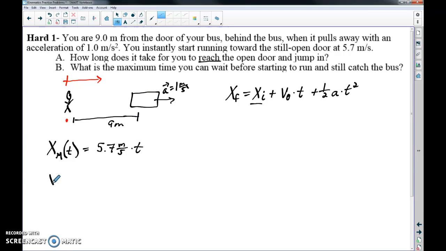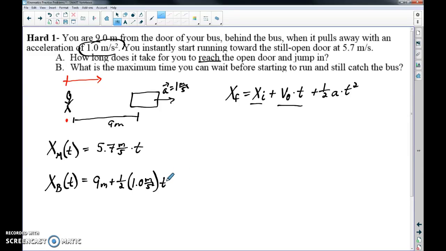For the bus as a position of time, we'll call that xb, position of the bus at any given time, can be found by, well, its initial position is not 0. It's starting at, if this is my origin right here, my bus is going to be at 9 meters. And I add to that its velocity. Well, its initial velocity is 0. So this term for the bus is 0. But it does have an acceleration. So we're 9 plus 1/2 my acceleration of my bus from my problem, which is 1 meter per second squared. So times 1 meter per second squared.